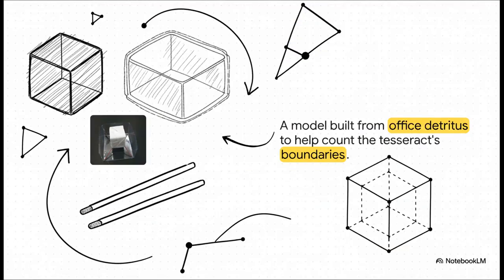So what do you do when your intuition fails? You get creative. Using an origami cube, some coffee stirrers, and a plastic box, basically stuff they found around the office, they built this model. Now, it's not a real tesseract, obviously, but it was a physical representation of that 3D shadow. And that was just enough to help them wrap their heads around the problem and actually start counting the boundaries.